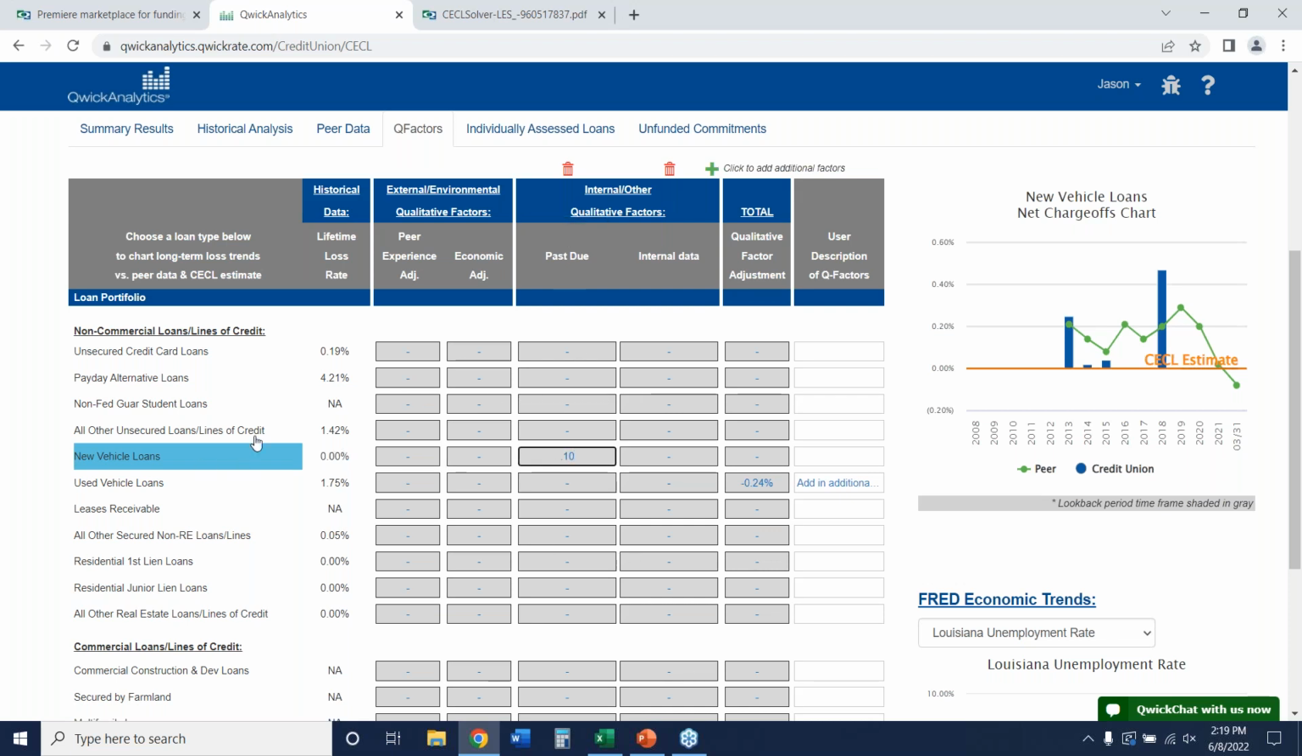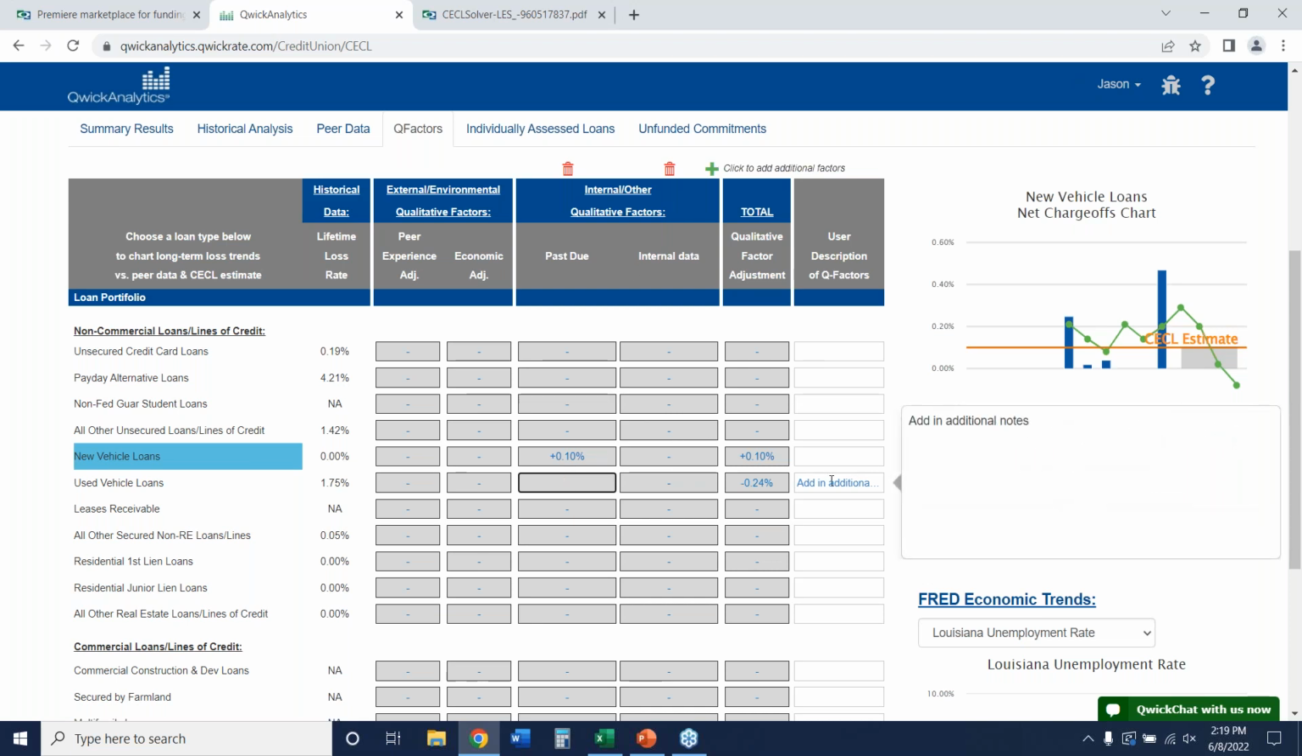And let's be a little conservative. We'll just throw 10 basis points into reserve to account for maybe some elevated past dues. In other areas like new vehicle, maybe it's declining, and we can add a negative adjustment here. So things can move in multiple different directions. They're all going to add up to one final number here. We have additional areas to add in your notes.